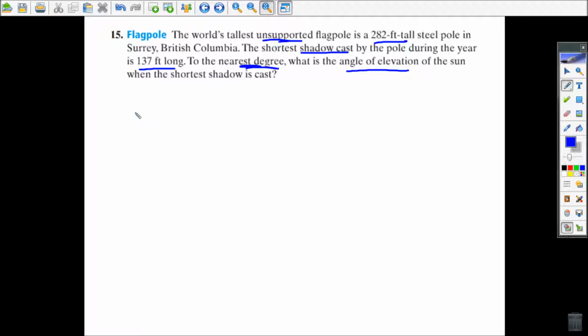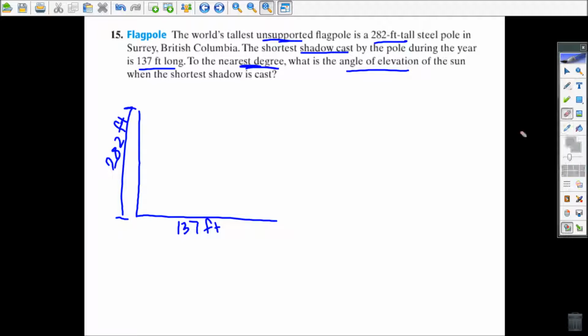So we're relating the flagpole. So this is the flagpole. This unsupported flagpole is 282 feet. It casts a shadow of 137 feet. It's a little bit smaller, so it's somewhat drawn to scale. And it wants to know what is the angle of elevation of the sun.